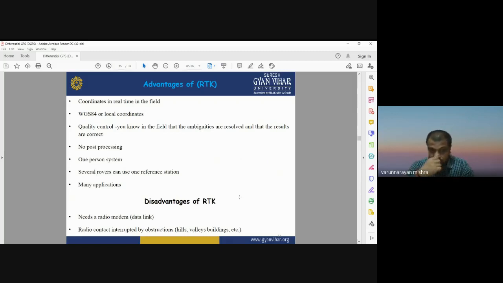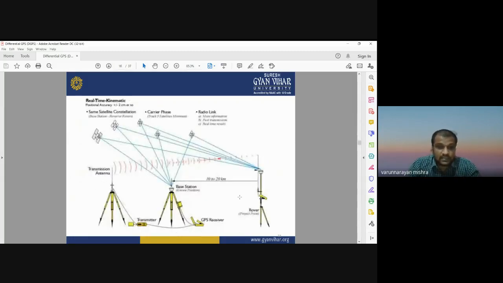Otherwise, it is a very useful and advantageous DGPS survey, because it automatically corrects the errors in the field and there is no need to go for post processing in the lab, and only one person can handle this RTK system. And you can use several rovers. You can install several rovers at different positions to get the data sets from the reference station. This is the way in which the RTK surveying method works.